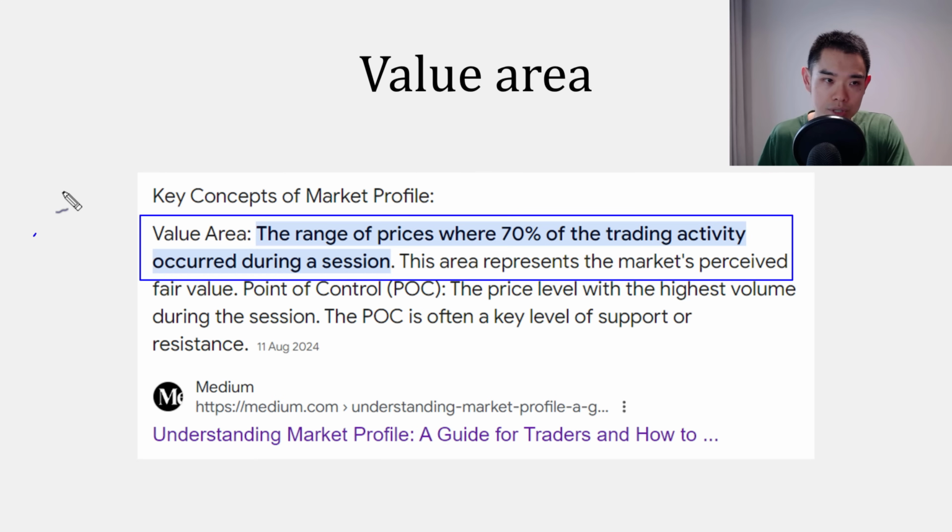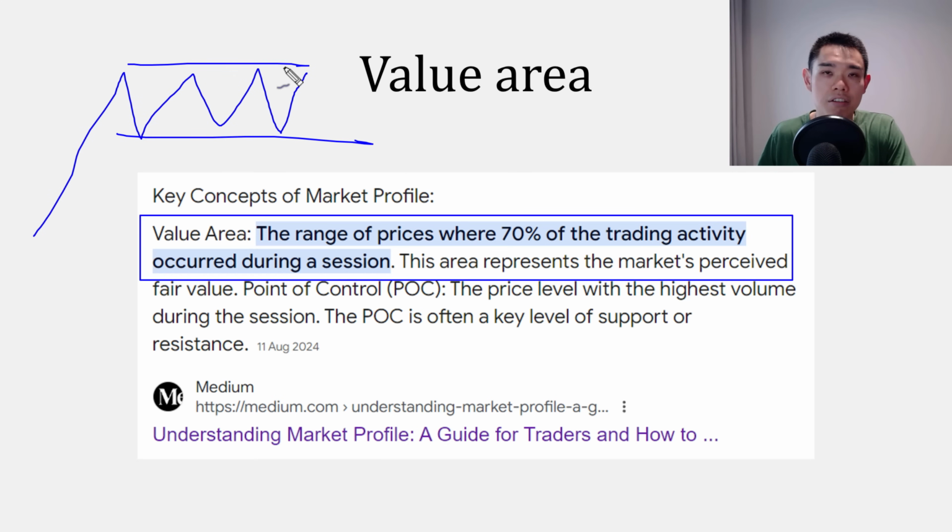Let's say price goes up, then starts to go into a range. Most of the time is spent ranging. This is what we call the value area. Does that look familiar? Does that sound familiar? Okay. And then this takes a step further. They have this thing called the point of control, the POC. This is the price level with the highest volume transacted during the session, because according to market profile, this usually acts as support and resistance on the chart.